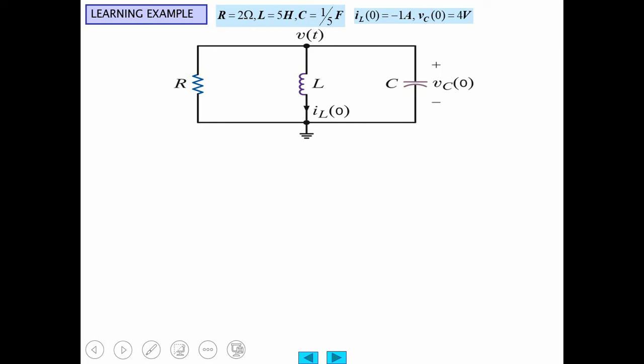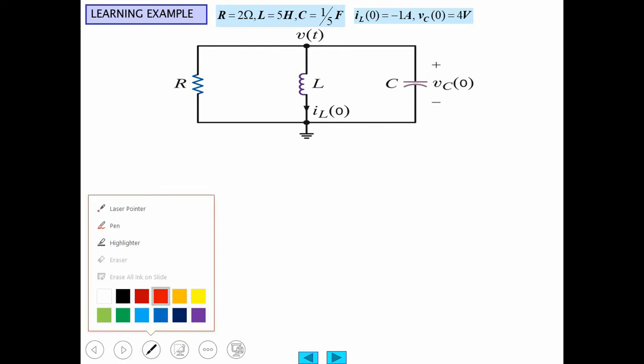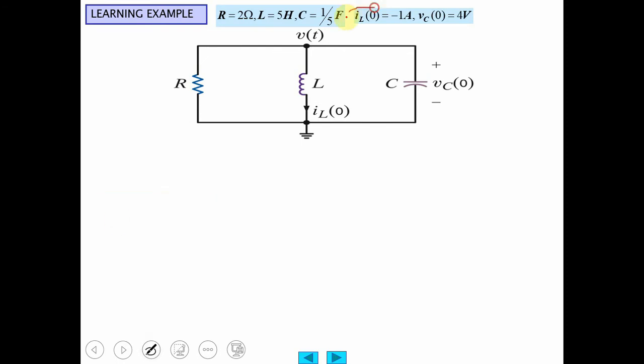So we got this circuit going on, and we've got a couple initial conditions, but don't worry about that yet. Where's my pen? There. We just want to set up the equations and get the particular solutions.